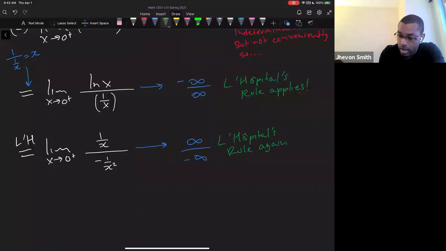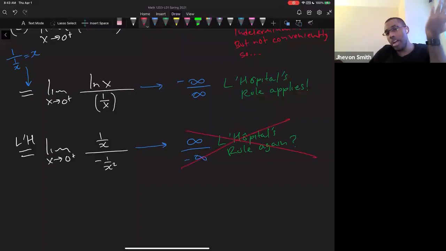But if you did that, it would not be wrong, but it would not be great, because you would end up in the same situation, and you can check this. The top is going to go to 1 over x squared, the denominator is going to go to 2 over x cubed. You'll end up in the same situation. L'Hopital's again, and you realize you'd do this forever. That's not going to work.